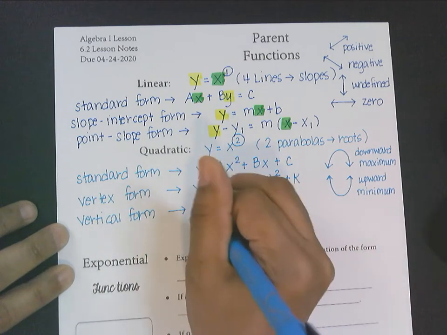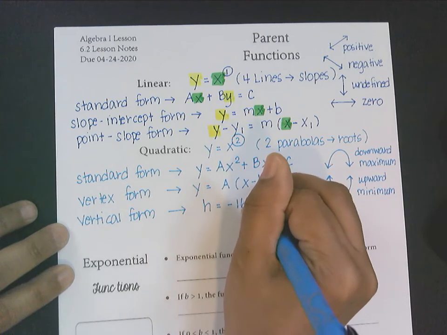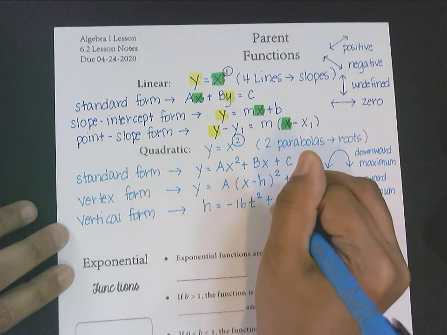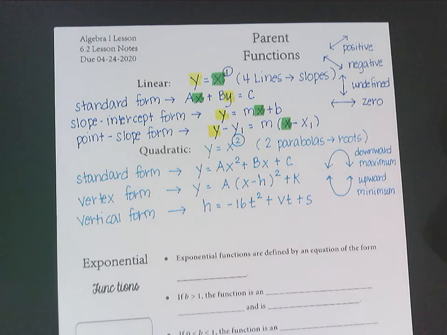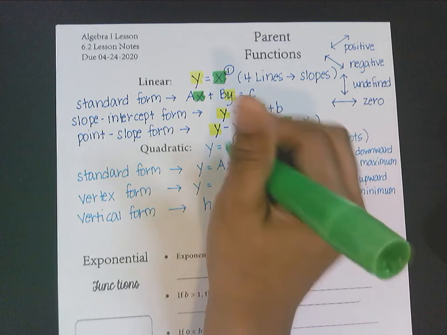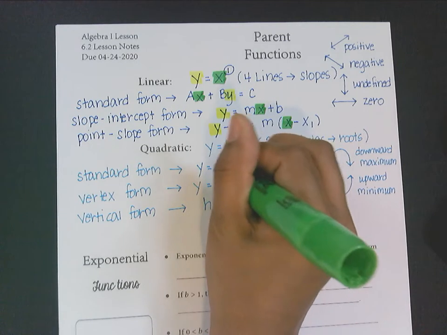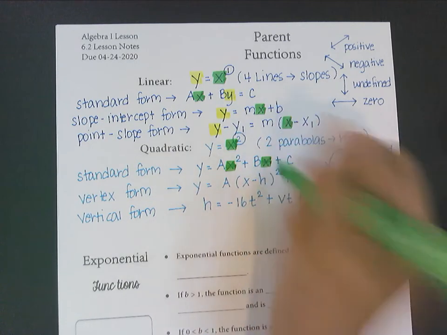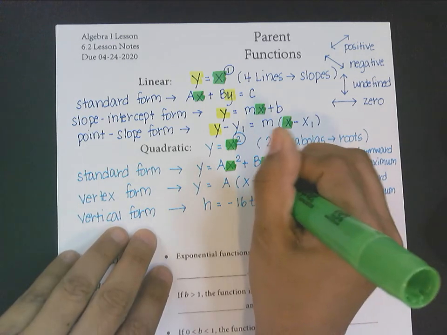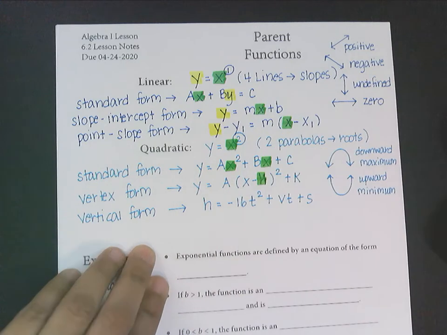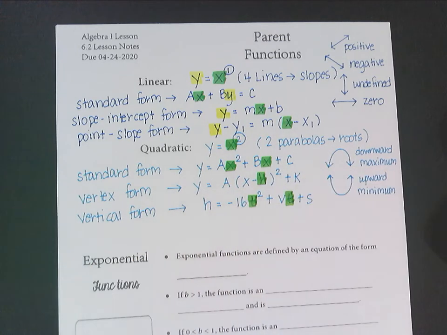And that equation was h equals negative 16t squared plus v times t plus s. And now if you notice, it also has your x. So in my parent function, there's my x. In standard form, here's my x and my x right there. It has to be squared because it's a trinomial. And then in vertex form, this is your x. And then in vertical motion form, the t was your x. We just changed the variables on you.